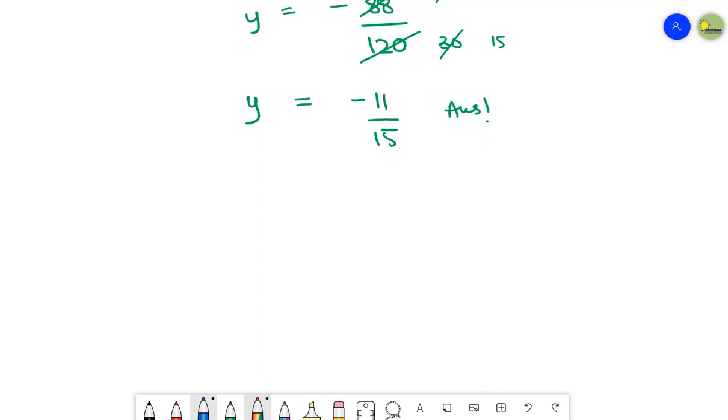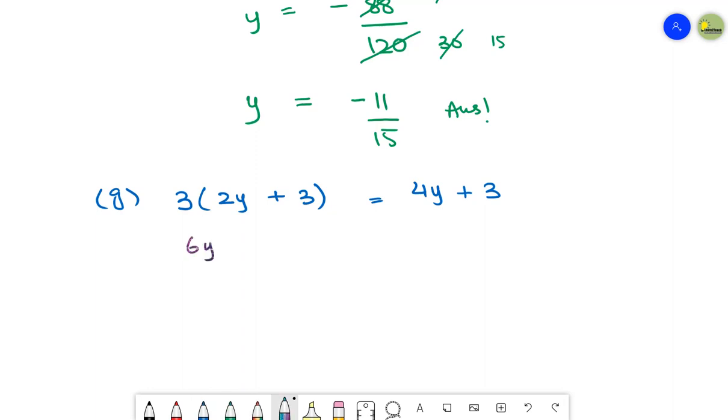Now let's do another part, that is part G. In part G, I need to do an equation, that is 3 multiplied by (2y plus 3) equals 4y plus 3. What you need to do, just open the bracket first. It will be 3 2s are 6y plus 3 3s are 9 equals 4y plus 3.